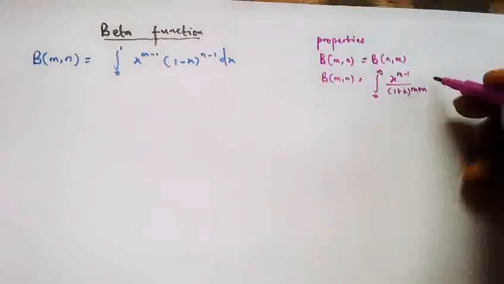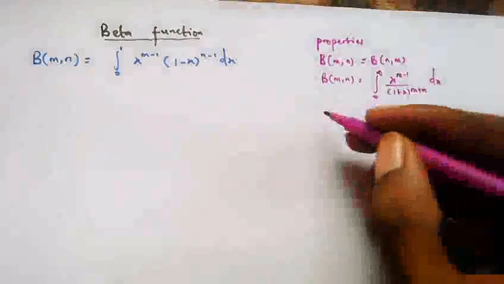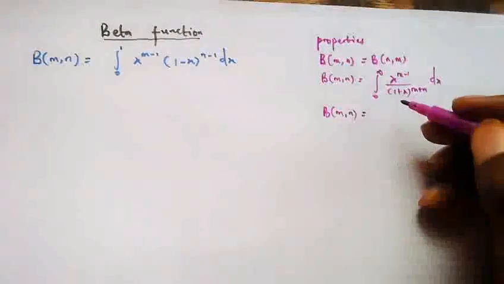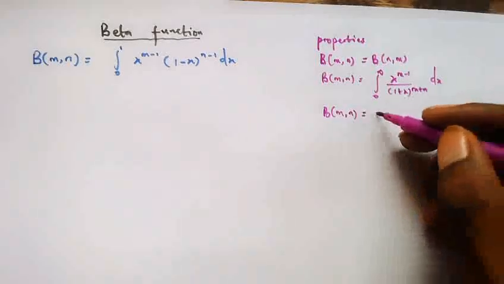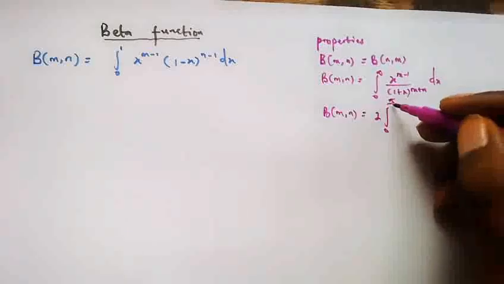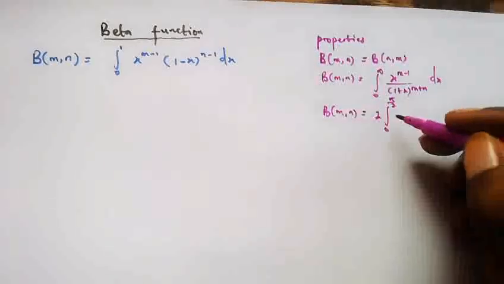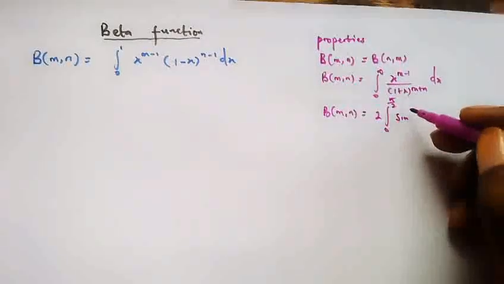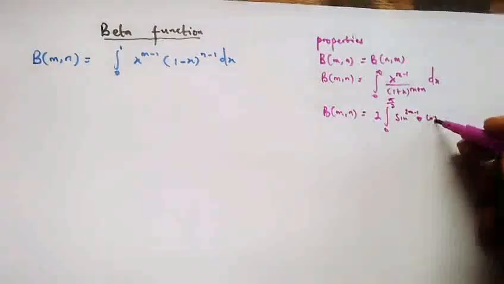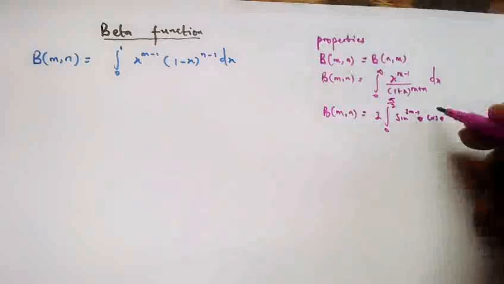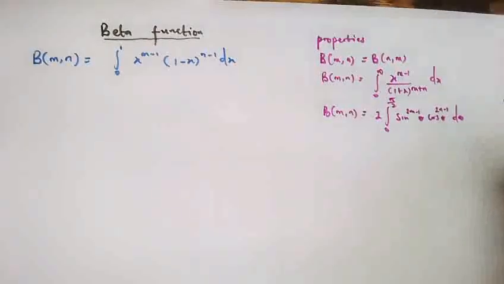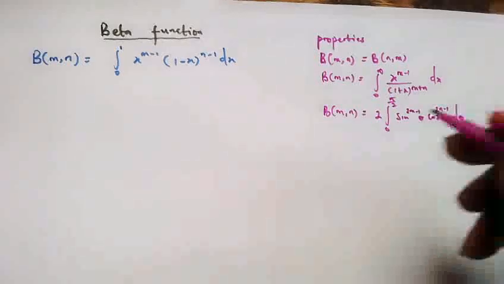We also have beta of m, n where trigonometric functions are involved now: 2 times the integral from 0 to pi over 2 of sine theta raised to the power 2m minus 1 times cosine theta raised to the power 2n minus 1 d theta. And we have another one.